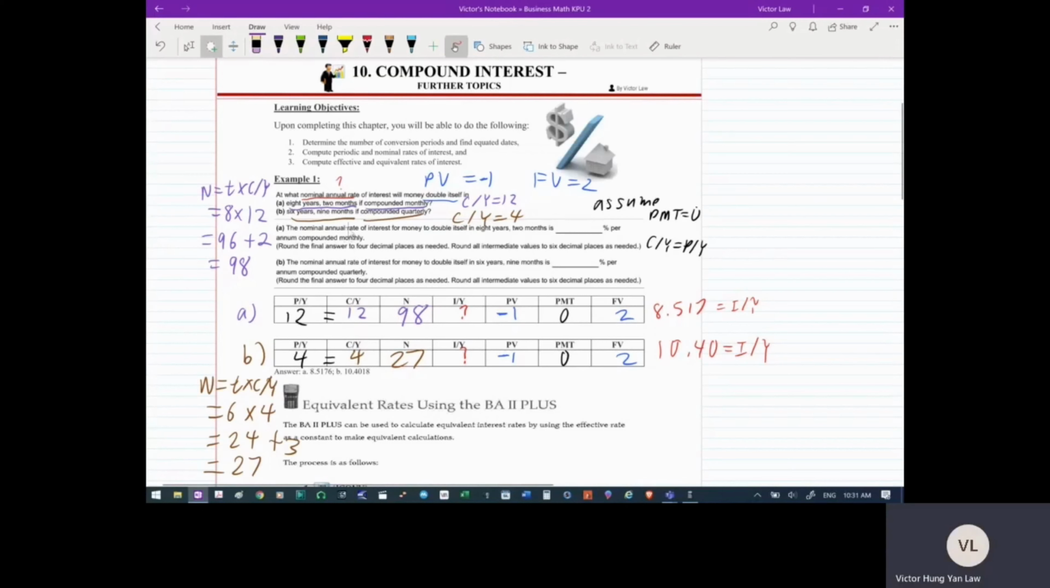Same idea for part B. We have 6 years and 9 months compounded quarterly.